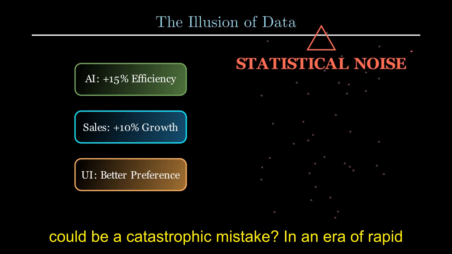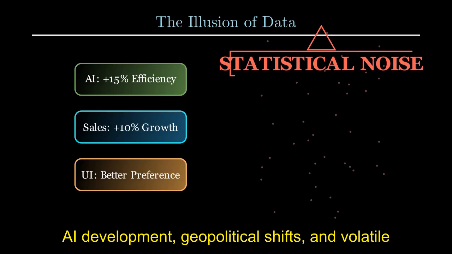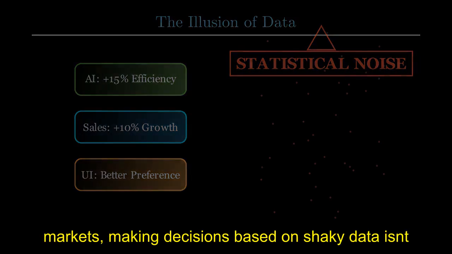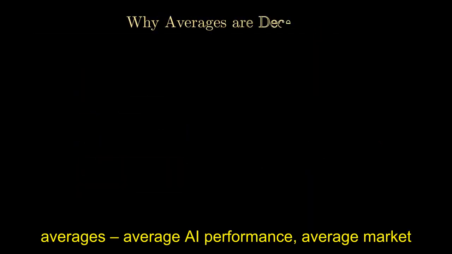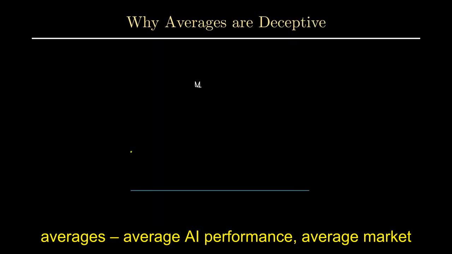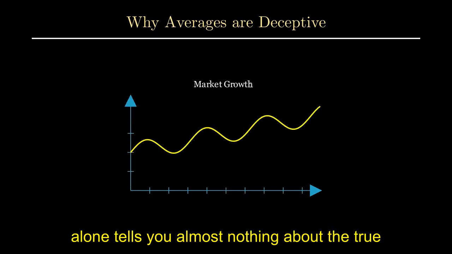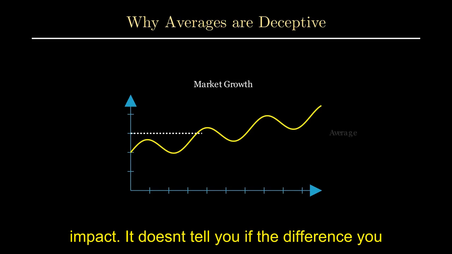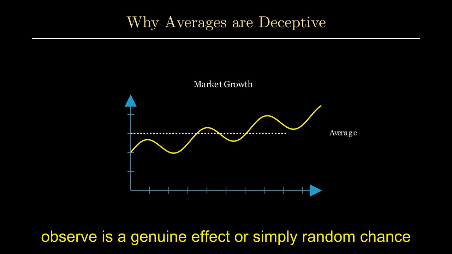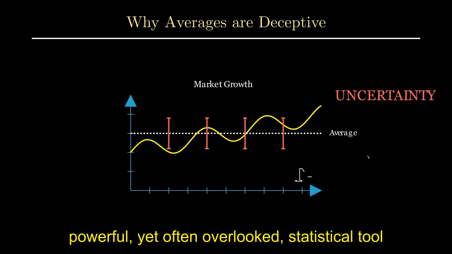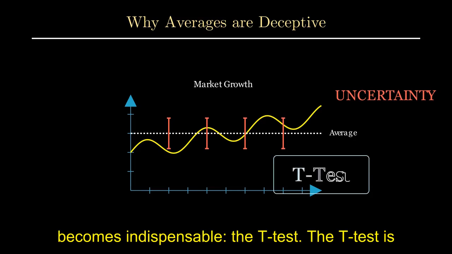In an era of rapid AI development, geopolitical shifts, and volatile markets, making decisions based on shaky data isn't just risky, it's reckless. We're constantly comparing averages: average AI performance, average market growth, average user engagement. But an average alone tells you almost nothing about the true impact. It doesn't tell you if the difference you observe is a genuine effect or simply random chance playing tricks on your perception. This is where a powerful, yet often overlooked, statistical tool becomes indispensable: the t-test.